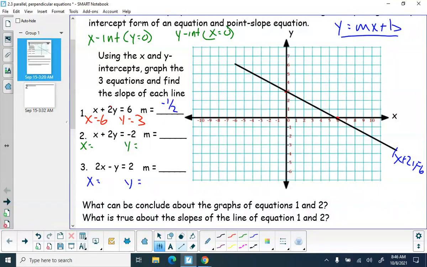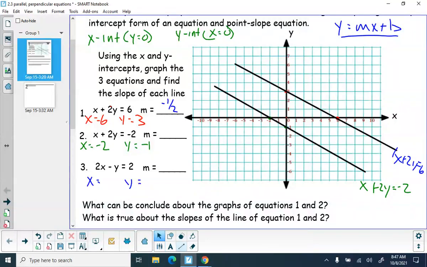Second one, x and y intercepts. We get our x and y intercepts. Molly, what do you get for the x-intercept? And the y-intercept? Negative 1. So we have my x-intercept of negative 2 and my y-intercept of negative 1. And I can draw my graph through those 2 points. And this is the equation x plus 2y is equal to negative 2.